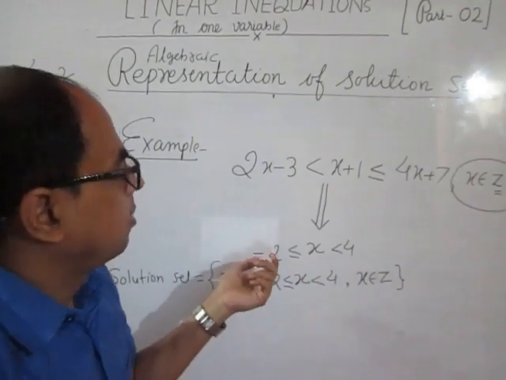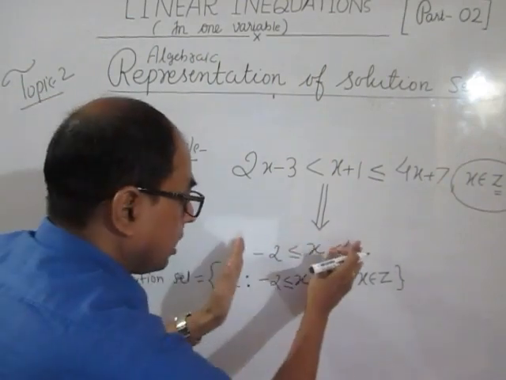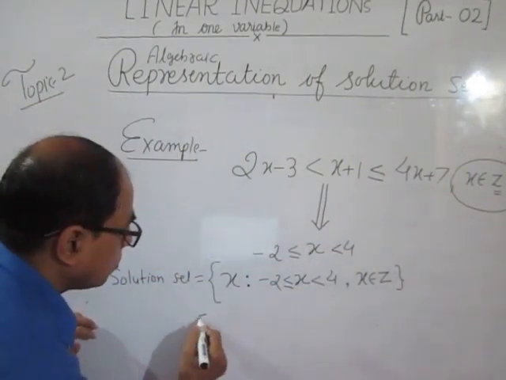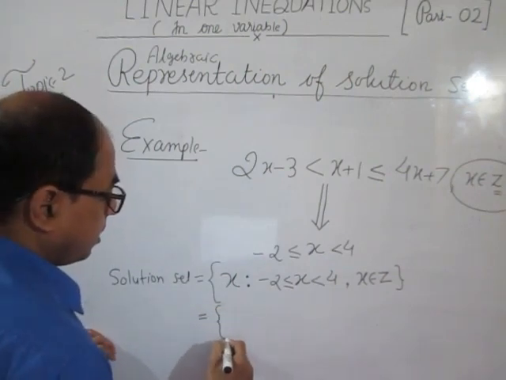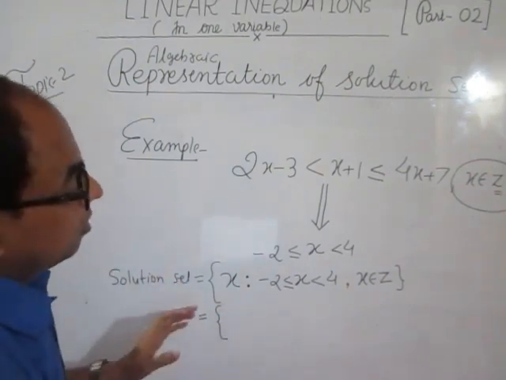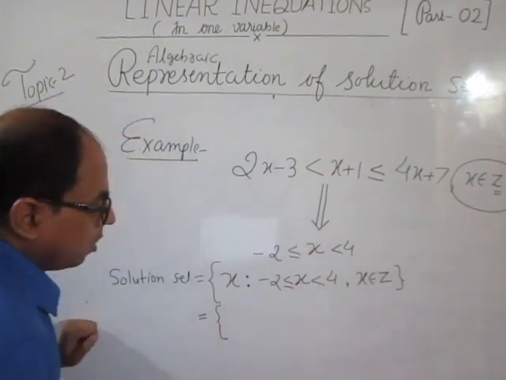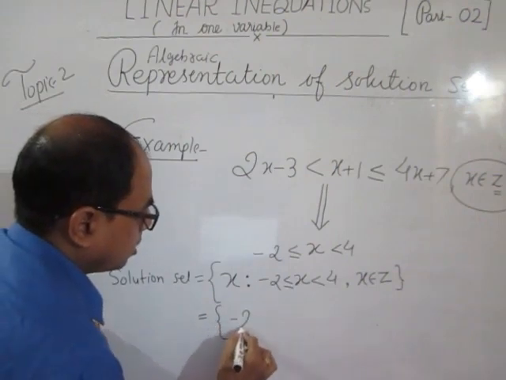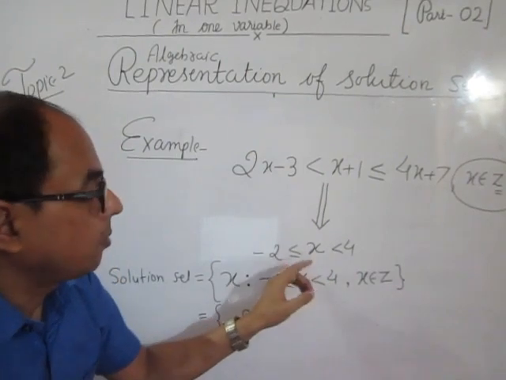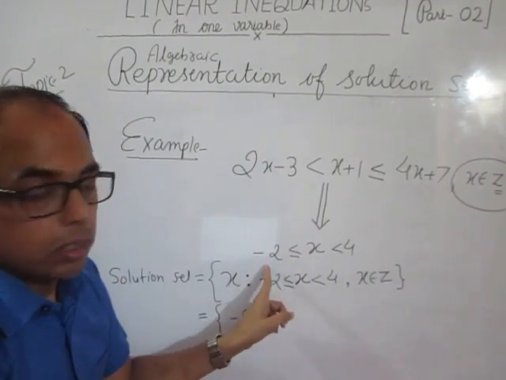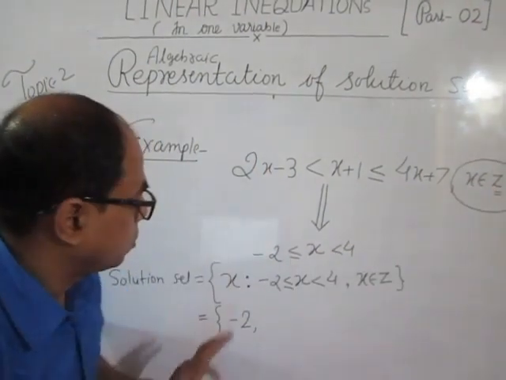Because there are a finite number of integers between minus 2 and 4, we are able to make a list also. So the same solution set can also be represented in roster form. So write all the integers between minus 2 and up to 4. Minus 2 is an integer, because here it is given that x is greater than or equal to minus 2. That means x is equal to minus 2 also, so we have to choose that integer also, which is equal to minus 2.